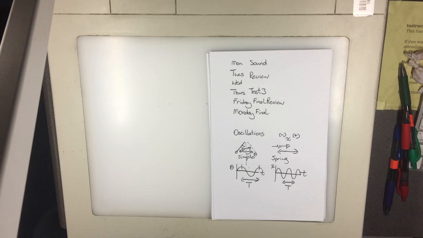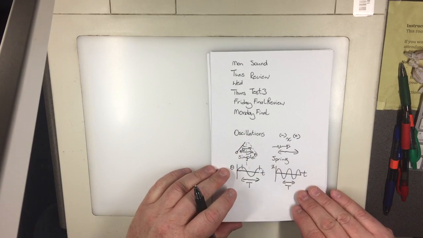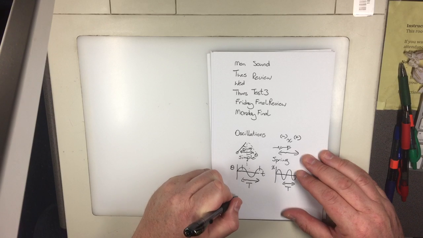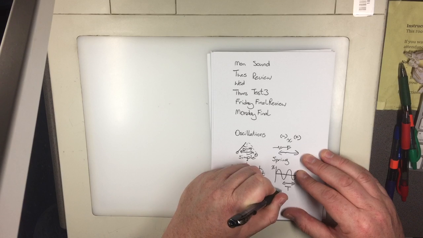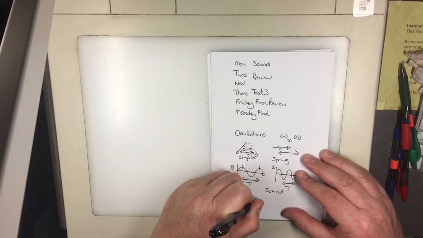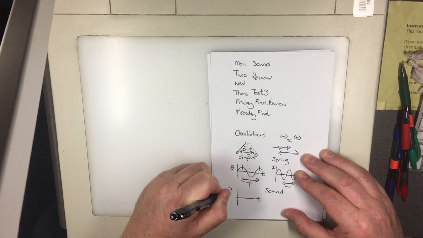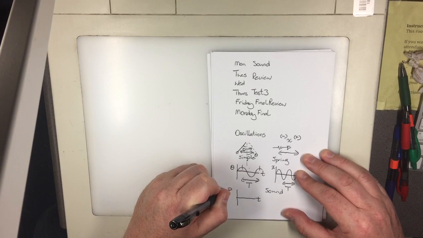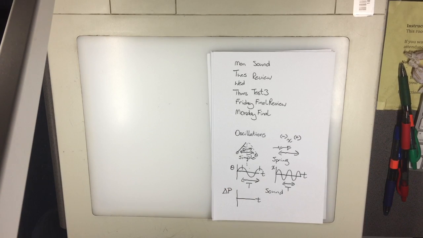Now, in the case of... well, no, that's not right. We'll just do this now. What sound is about is that there is once again a time, and then on the vertical you have the change in P, the displacement in pressure.